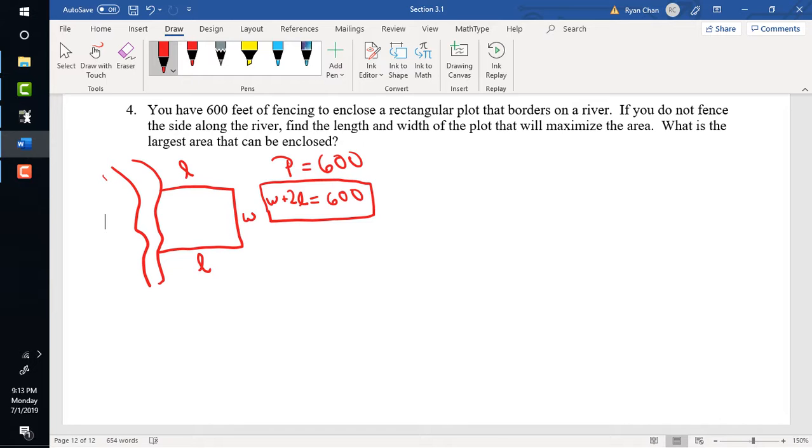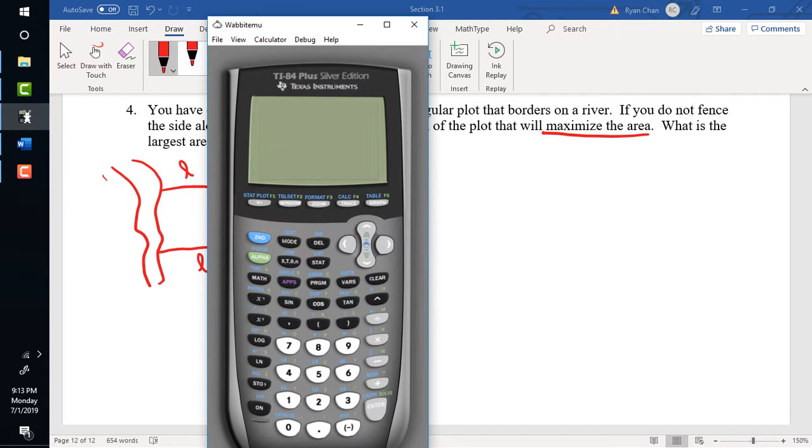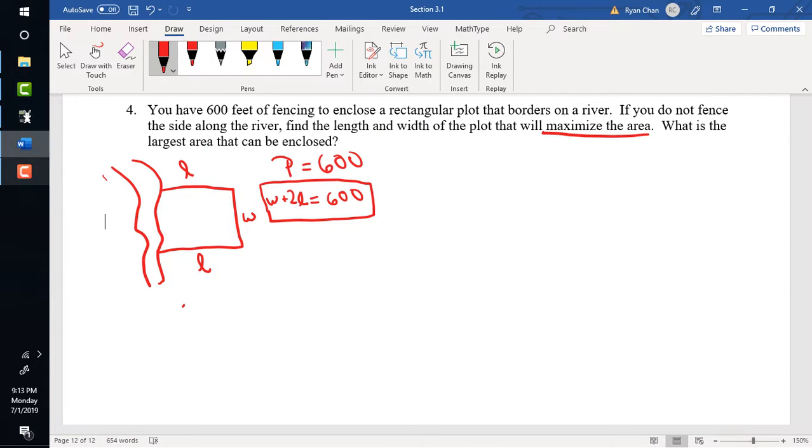Now, I also know that I'm trying to maximize the area. So I'm going to use the area of a rectangle. So what is the area of a rectangle? It is area equals length times width, okay? And we're going to make a function out of this area.